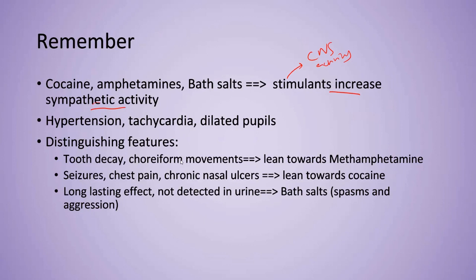Tooth decay and choreiform movements, I'd suggest you lean towards methamphetamine. Seizures, chest pain, chronic nasal ulcers, aortic dissection will have chest pain. Your ACS will have chest pain, lean towards cocaine. If it's a long-lasting effect, not detected in urine, bath salts, and remember spasms and aggression, right?